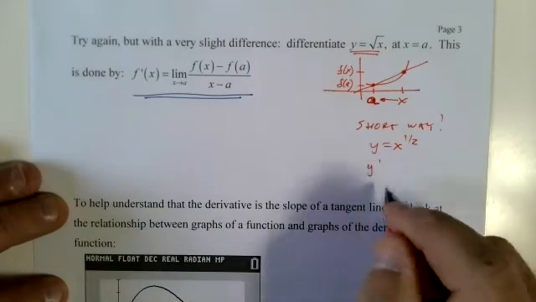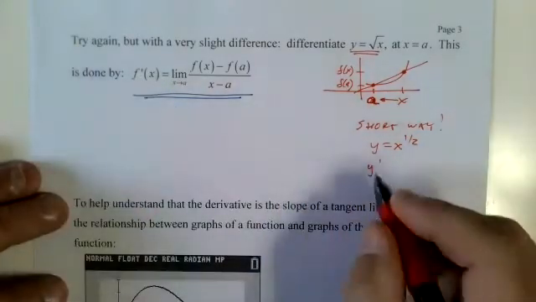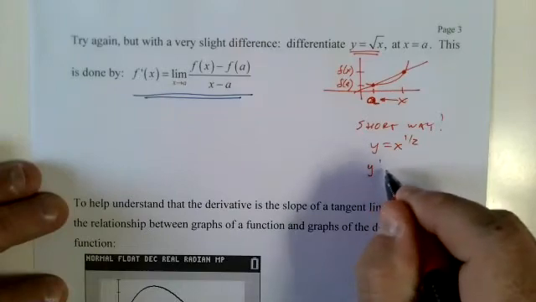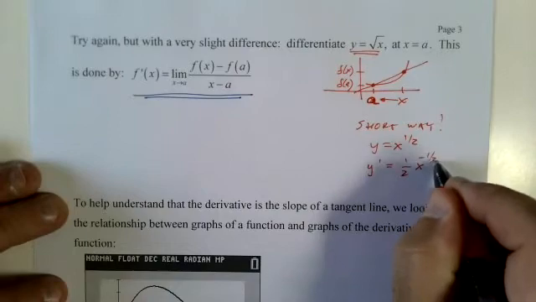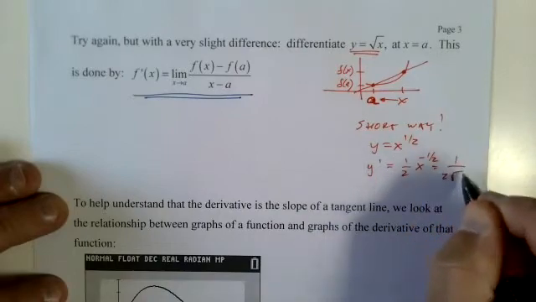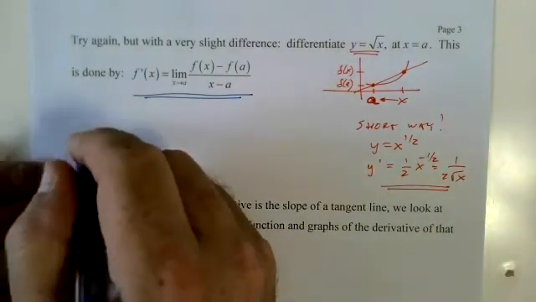Therefore, y prime, I like dy dx personally, y prime, they did put a prime up here. Should I put y prime of x or just y prime? Doesn't matter. Equals 1/2 x to the negative 1/2, also known as 1 over 2 square root of x. Wow, this would be so fascinating if it actually works out that way.